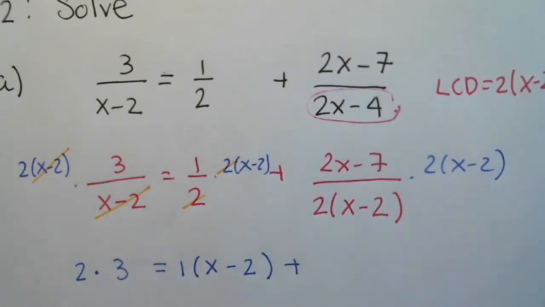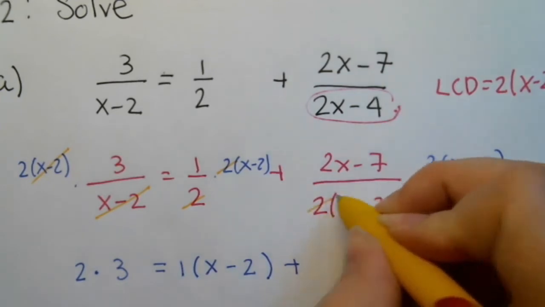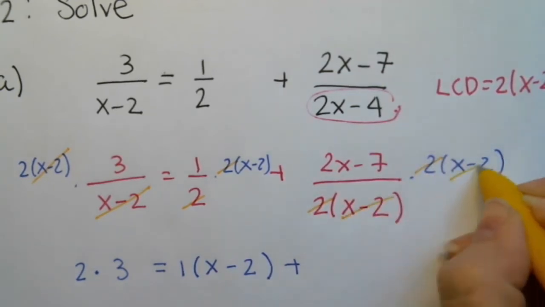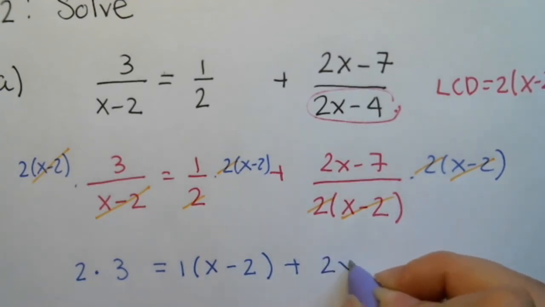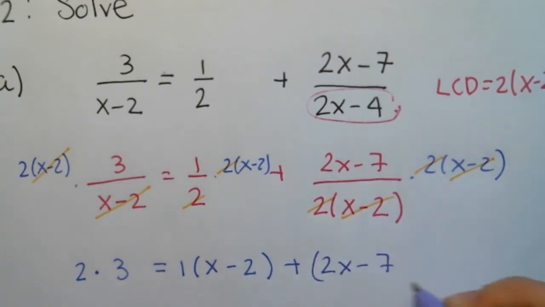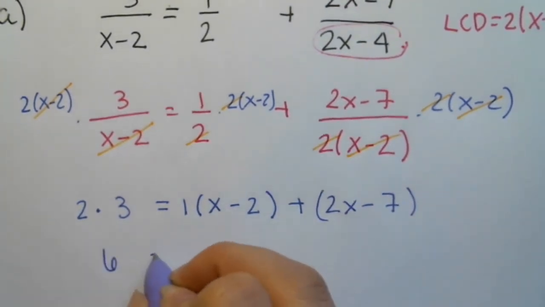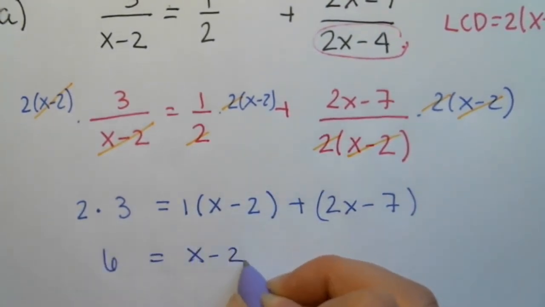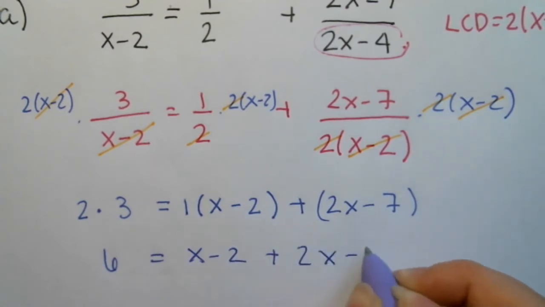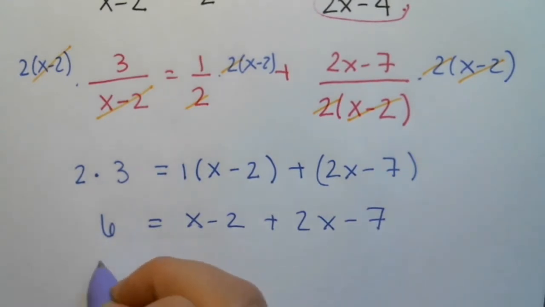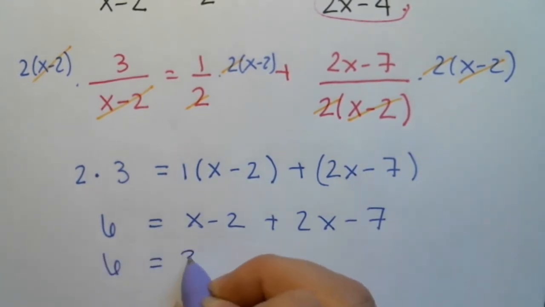Okay, and over here, the 2 cancels and the x minus 2 cancels. So I'm just left with 2x minus 7. 2 times 3 is 6. 1 times x minus 2 is x minus 2. And this is a regular linear equation, so I can solve this by combining my like terms.